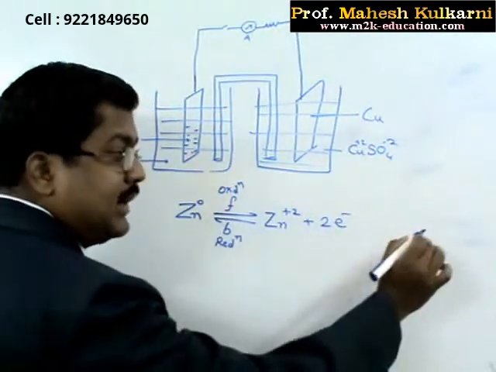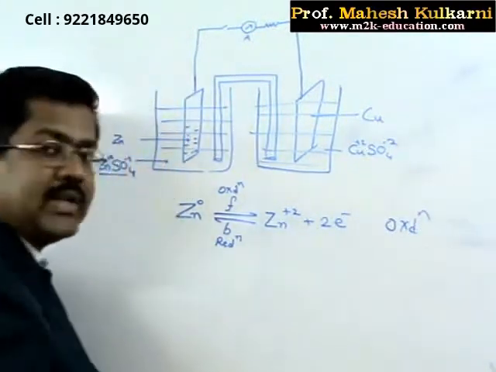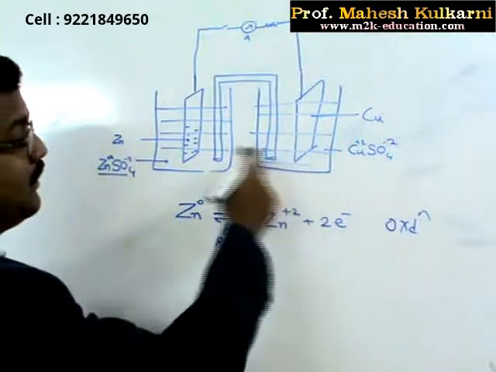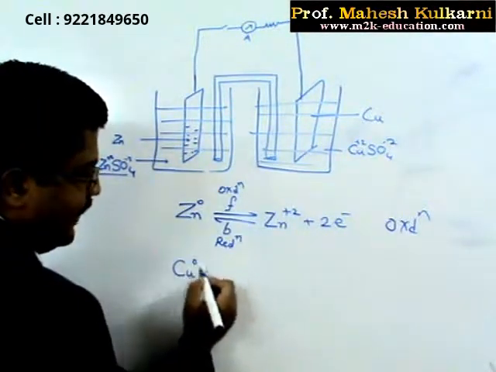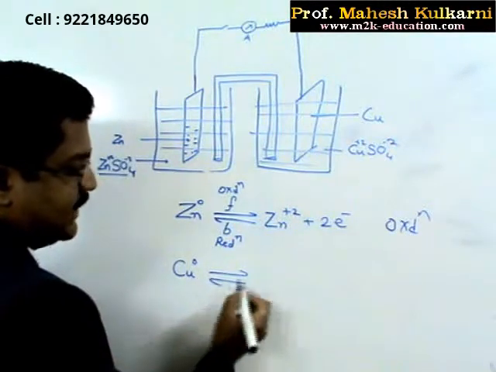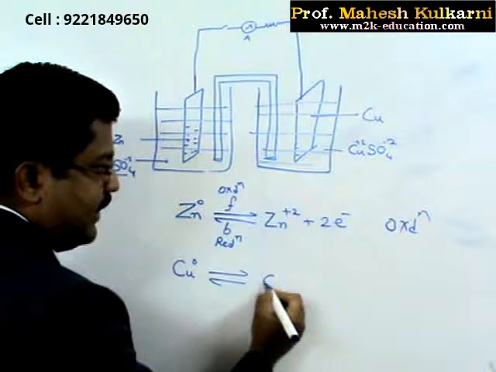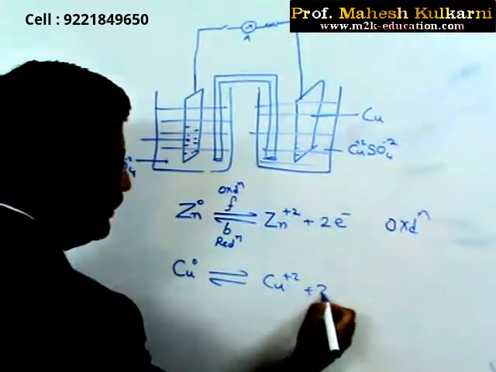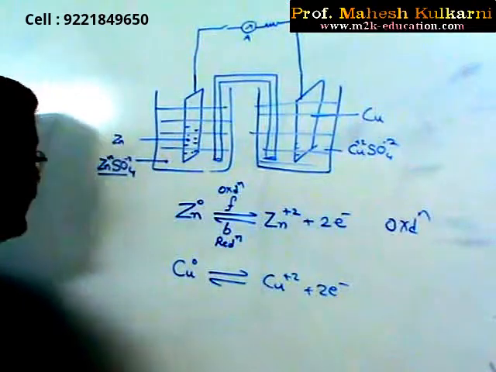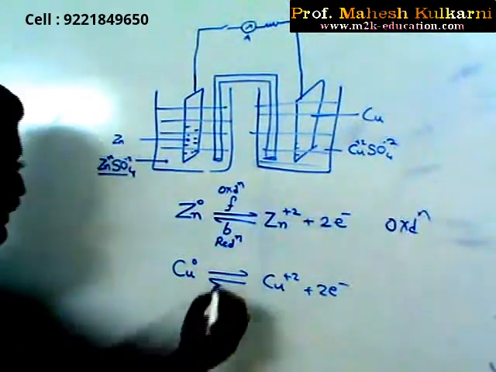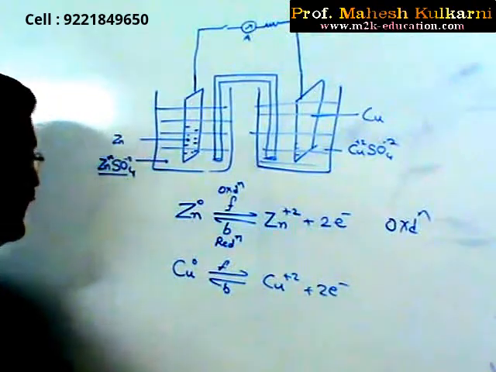Now, with respect to the forward reaction, this is the oxidation reaction. Now check the backward reaction for copper. Copper also initially has charge 0, but when it enters the solution, leaving behind electrons on the plate, we get Cu plus 2 plus 2 electrons. I am writing the same thing here: the forward reaction will be oxidation and the backward reaction will be reduction.